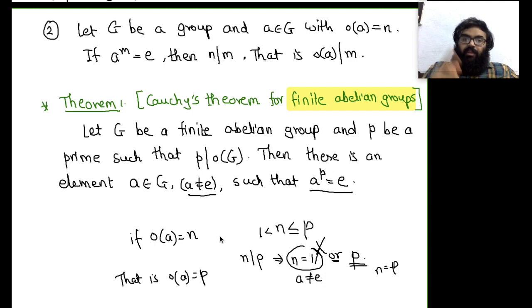But then by the above exercise, that is why I have given that exercise, we can say n divides P. But because P is prime, only two numbers can divide P, 1 and itself. But 1 is not a possibility because A is not equal to identity. So n must be equal to P. So that means the order of A is P. Is it clear? So the order of A is P.